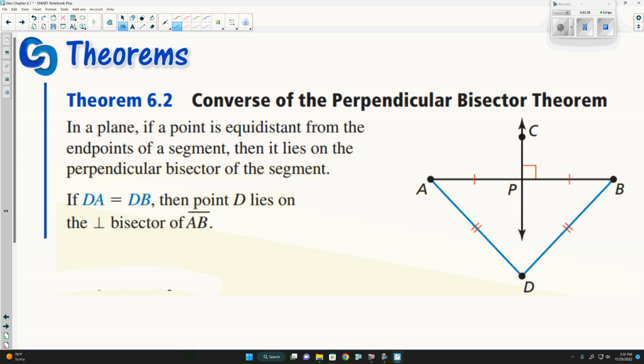Okay, so we have the converse of the perpendicular bisector. So guys, let's focus in. If in a plane, a point is equidistant from the endpoints of a segment, then it lies on the perpendicular bisector. So if point D is equidistant from the 2 points A and B, then it must lie on the perpendicular bisector.